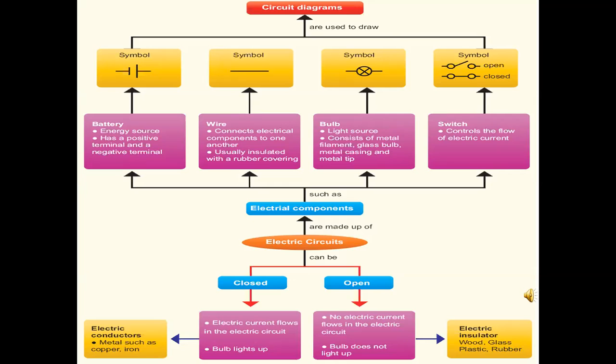And electric insulators, that means electric insulators are wood, glass, plastic and rubber.